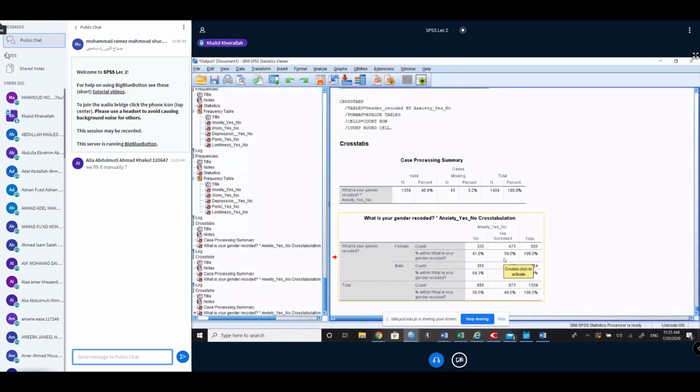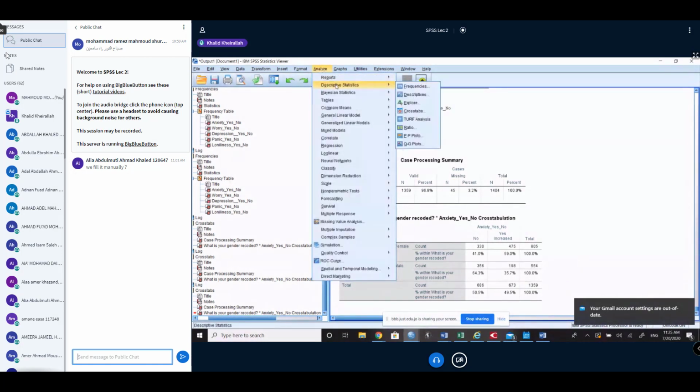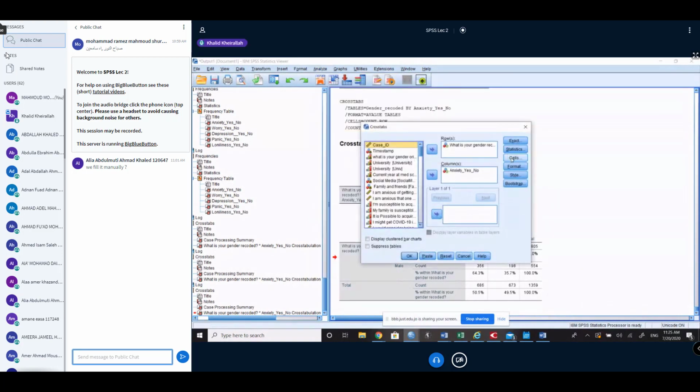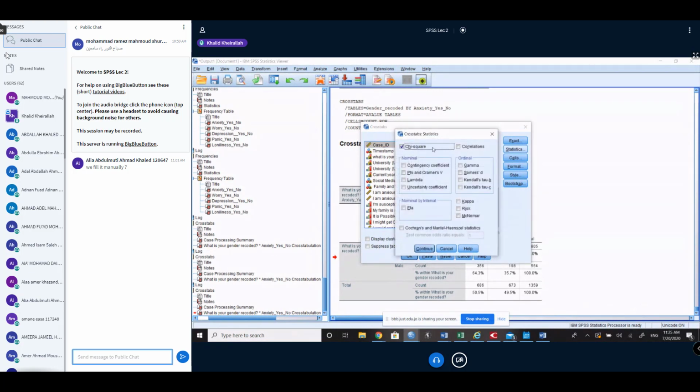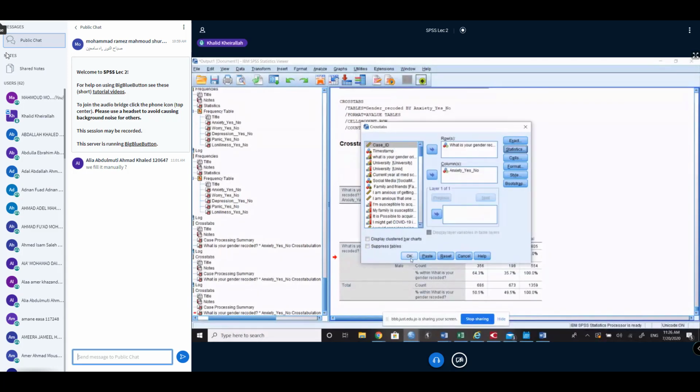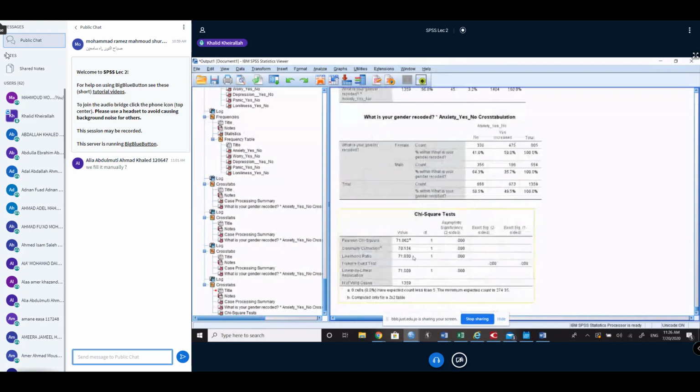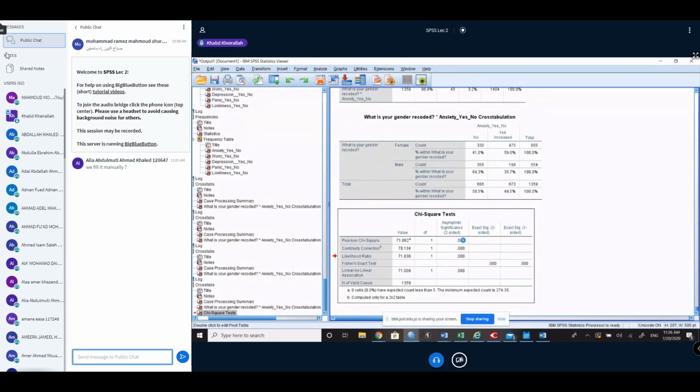Now, there is a difference at the sample level. Almost 60% of females have anxiety compared to 35% of males. If I go back, analyze, descriptive statistics, close tab, I did the cells. I want to do statistics, I want to do chi-square. Okay, we'll do a chi-square, continue. Now it's the same table, and it's going to give me what's called the p-value. These are the p-values, okay?